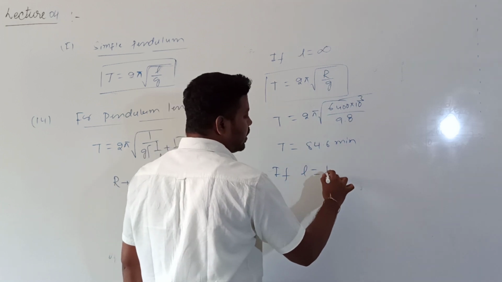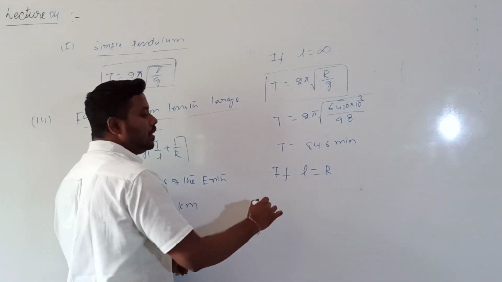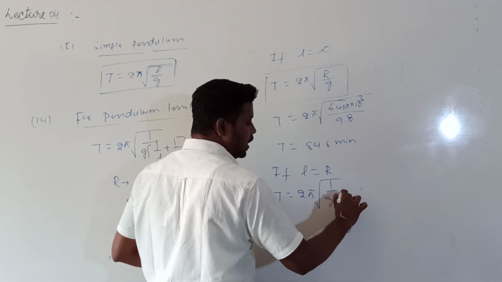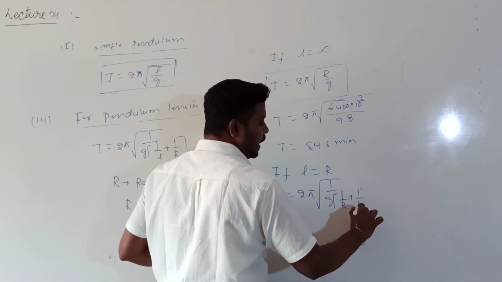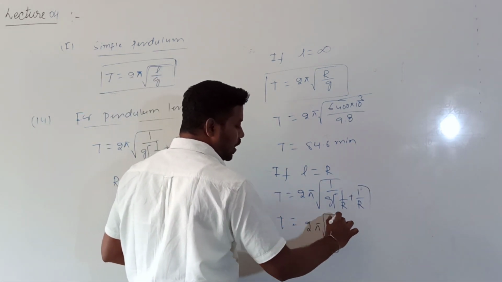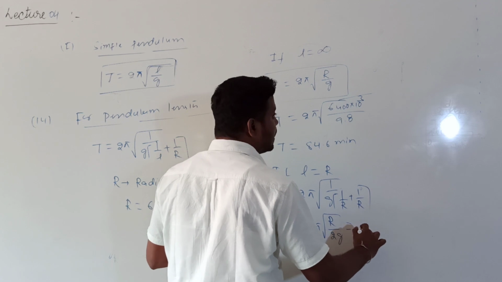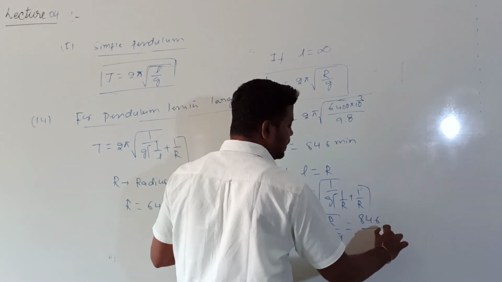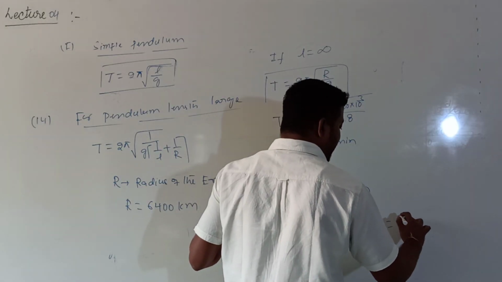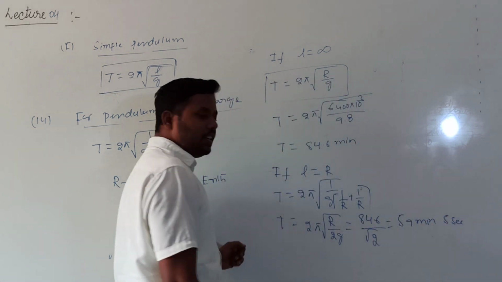Next, one more case. If the L value is equal to R, what does it mean? If the length of the pendulum is equal to the radius of the earth, then we get the formula 2 pi into root over 1 divided by g into (1 by R plus 1 by R). In place of L, I have written R. Then T is 2 pi into root over R divided by 2g. We already know R by g gives 84.6 minutes, so T is 84.6 divided by root 2, which is nearly 59 minutes 5 seconds. How much? 59 minutes 5 seconds.